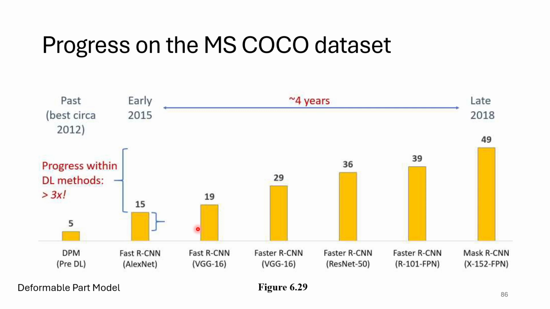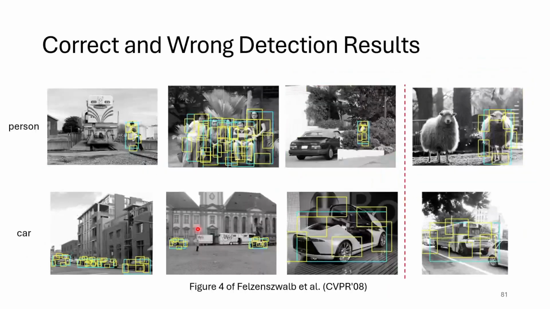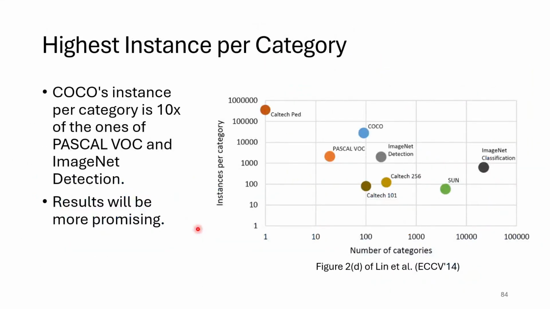Pascal VOC was released by Oxford University. They don't have so much money. But Microsoft, yes, it is a very rich company. If they want, they can create the dataset. As you can see, it is so large and has so many categories.